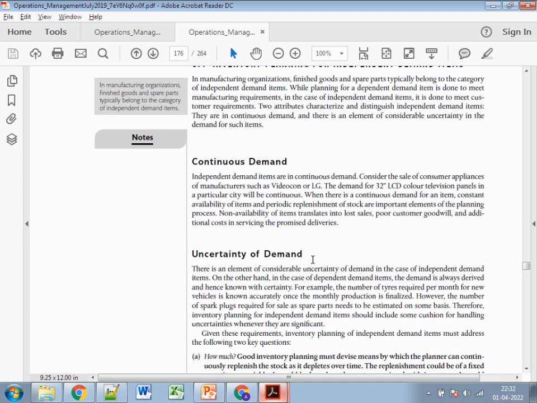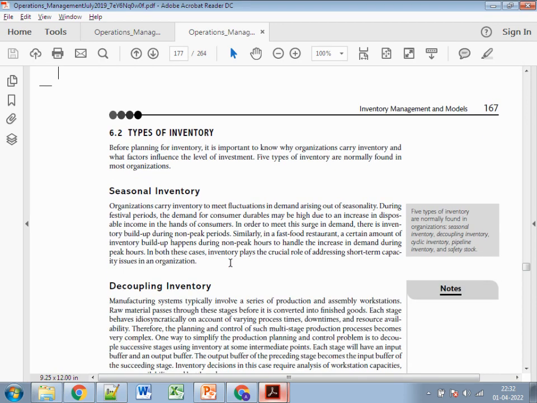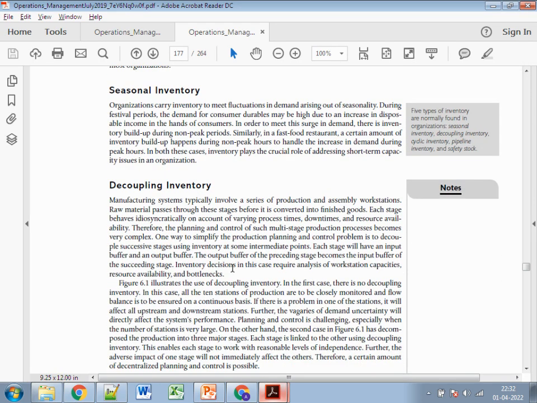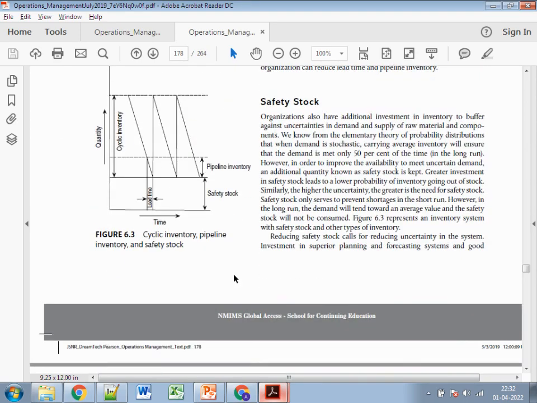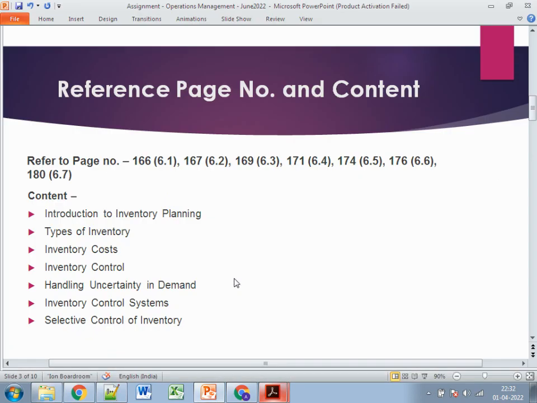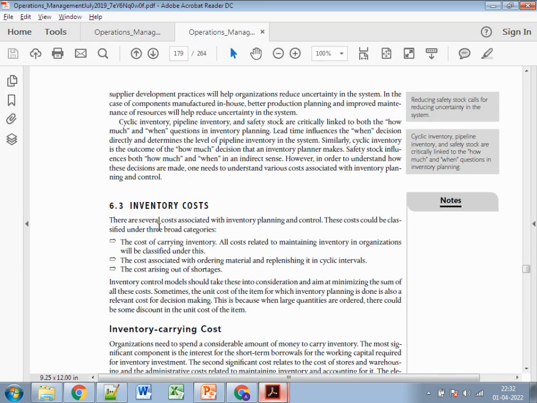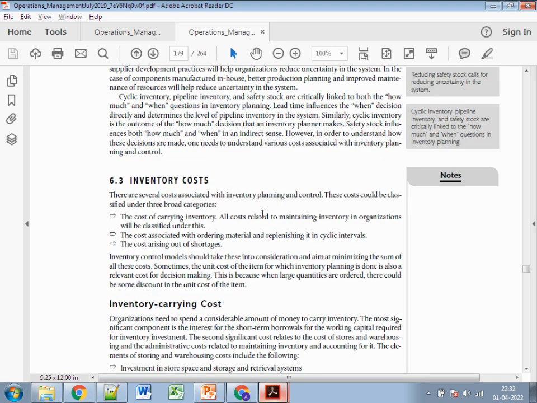You need to explain the continuous and uncertain nature of demand. Next come the types of inventory: one is seasonal and one is decoupling. You need to explain cyclic, pipeline, safety stock, all these terms. Maybe you can mention two or three lines for each topic. Then the next part is page 169, which is inventory cost.